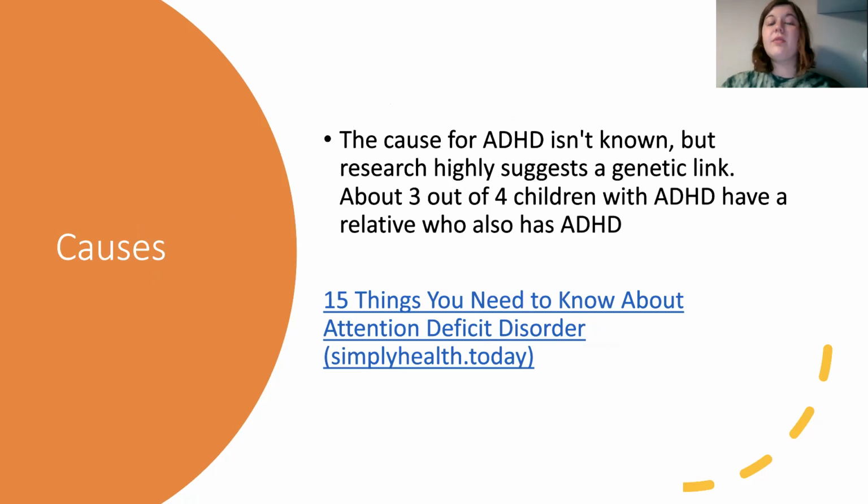So, the causes of ADHD aren't really known, but they think it's a genetic link. About 3 out of 4 children with ADHD have a relative who has it. So that goes to show it's probably a genetic link, and it gets passed down. Since one parent might have ADHD, but not super extreme, doesn't mean that child's going to be the exact same way. That child could have just a little bit, or they could have all kinds of ADHD where they can't focus, they can't sit still, they're constantly up and walking. It just depends on the child and the situation.